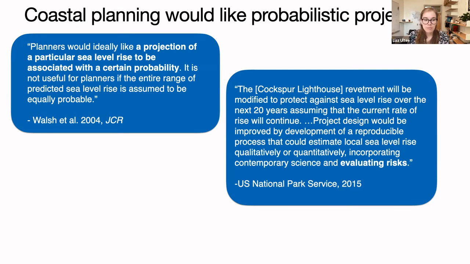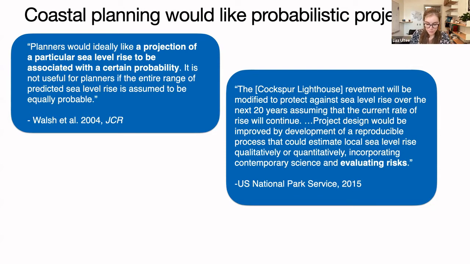And on the right, I've included a quote from the US National Park Service talking about a lighthouse modification, saying the Cockspur Lighthouse revetment will be modified to protect against sea level rise over the next 20 years, assuming that the current rate of rise will continue, and indicating that their project design would be improved if they were able to quantitatively evaluate risk and use a probabilistic projection for what risk they estimate to the lighthouse that they're trying to protect.